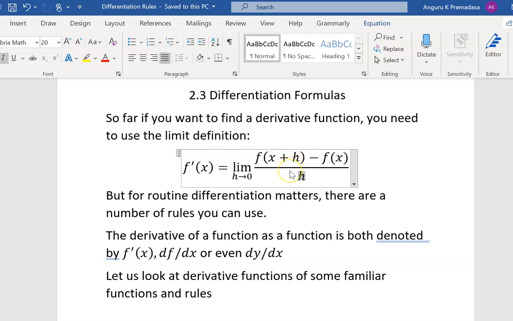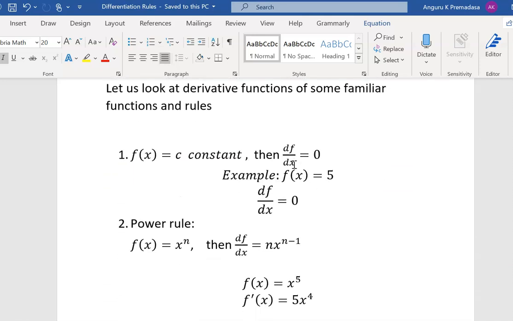But fortunately for us, people have created a number of rules or formulas which will help us to find the derivative of any possible function, any function where the derivative exists. So let's look at some examples.